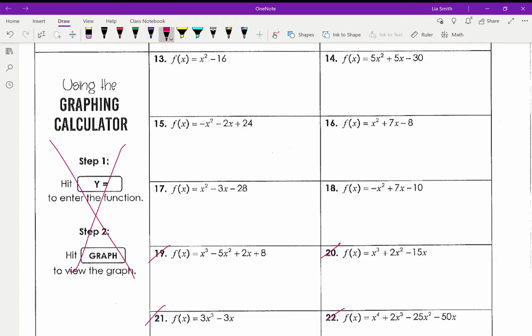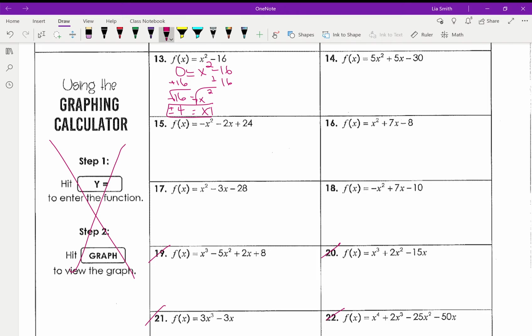So we get 0 equals x squared minus 16. We're going to add 16 to both sides. 16 equals x squared. Take the square root. So x equals positive or negative 4. That's solving using the square root. Remember, I can only use that one when I have an x squared and nothing else.